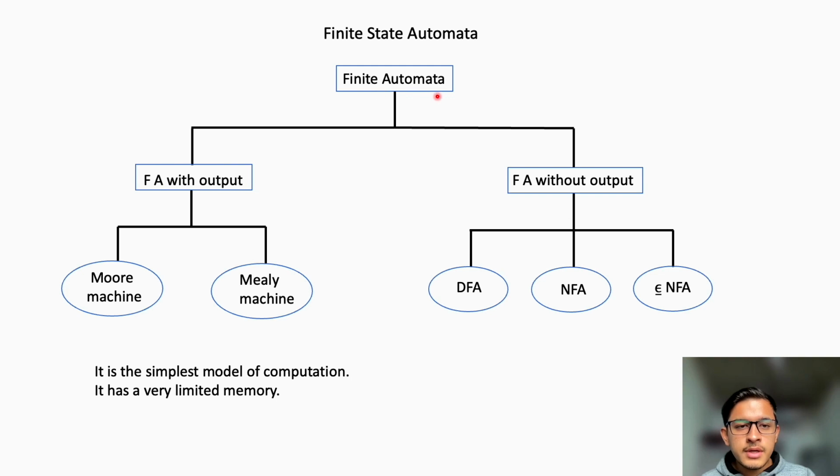The finite automata is divided into two broad categories: finite state automata with output and finite state automata without output. The finite state automata with output is again divided into two categories. The first one is Moore machine and the second one is Mealy machine. And the finite state automata without output is again divided into three categories.